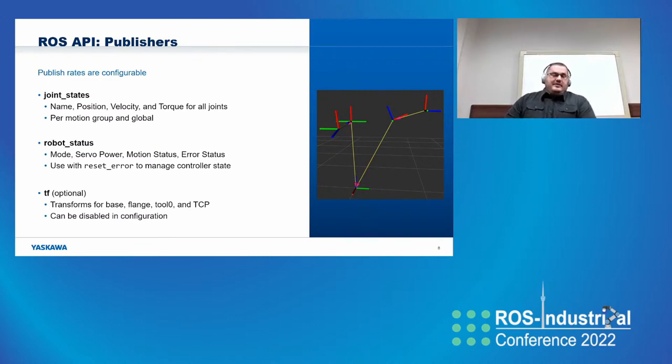TF data is optional. By default it is on. We are broadcasting, but if you don't want to use that because it might interfere with robot state publisher or something of that nature, we have a configuration option to turn it off. And all of these publish rates are also fully configurable. So if you need something to be broadcast a little more frequently or less frequently, that can be tuned to your application.